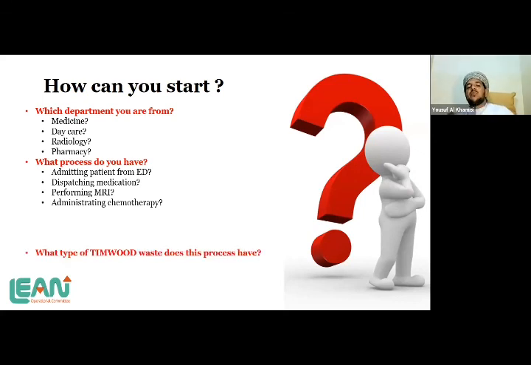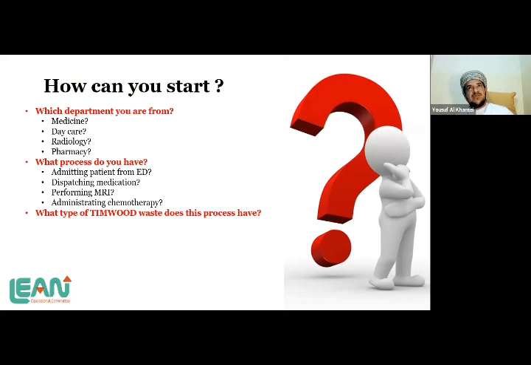Then what type of Tim Woods waste does this process have? Okay, you have a process, you are performing your daily job. How can you identify the non-value added activity in this particular process? By concentrating on the 7+1 wastes, waiting, over-processing, and defects. If you will be able to grasp that particular waste, then you are in. Your mind has been shifted to think about lean thinking.